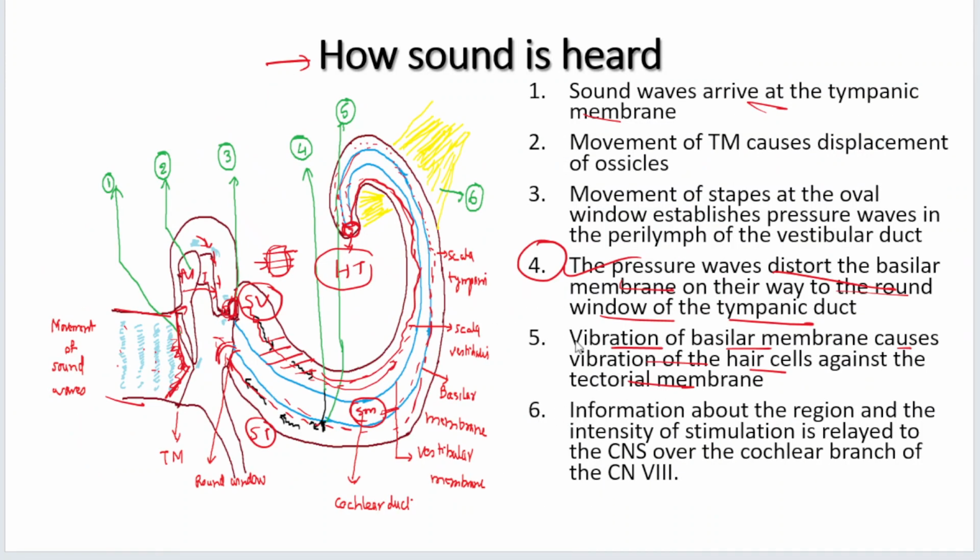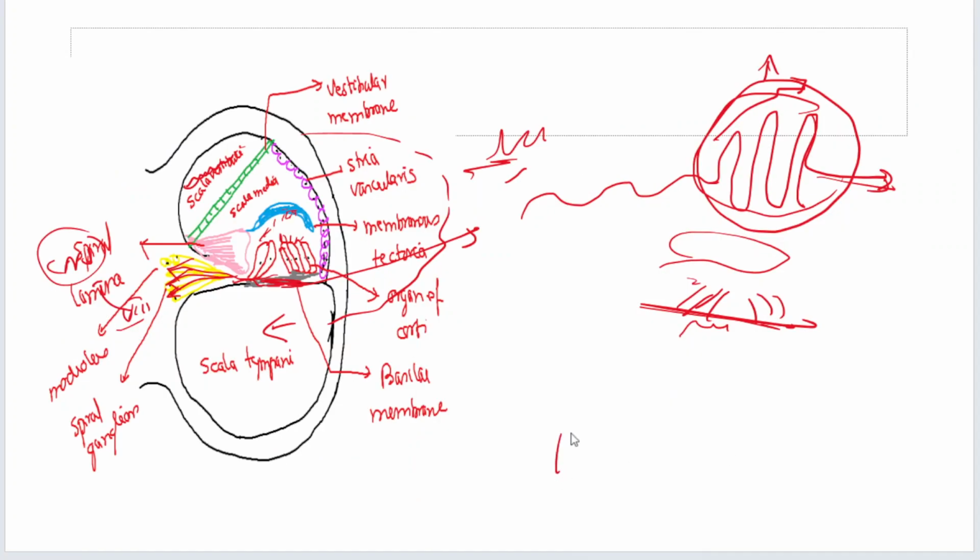What did we say? The vibration of the basilar membrane causes vibration of the hair cells against the tectorial membrane, and this gives information about the region and the intensity of stimulation. Suppose we have this basilar membrane, running from the base of the cochlea to the apex of the cochlea.